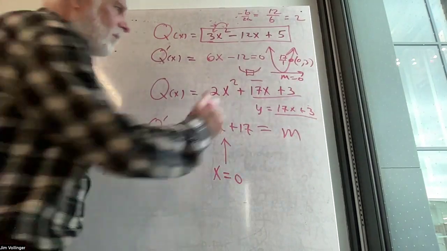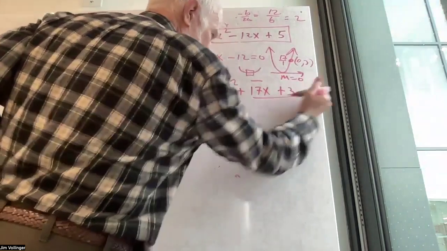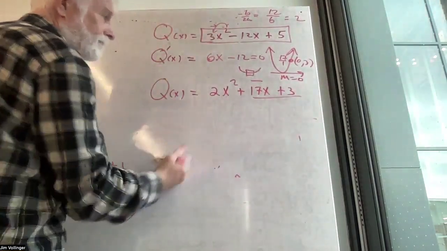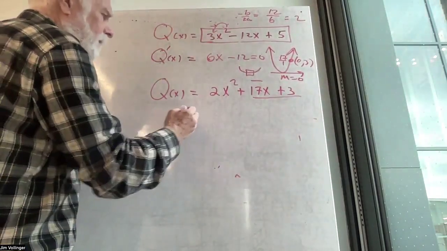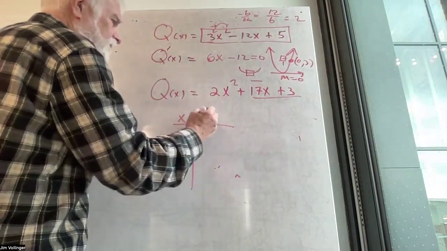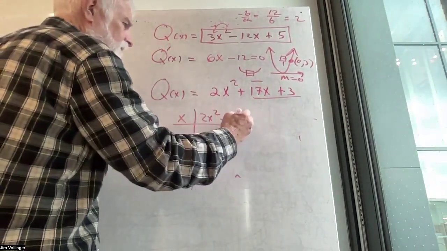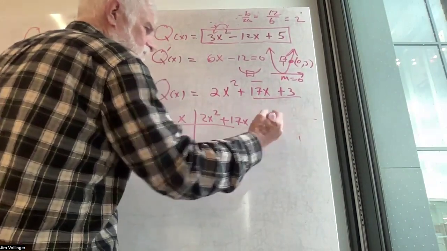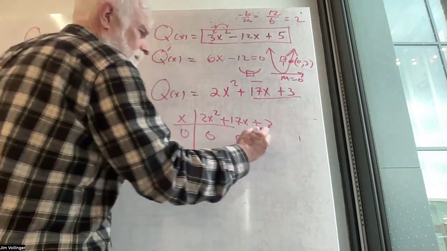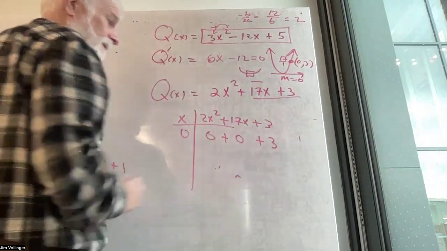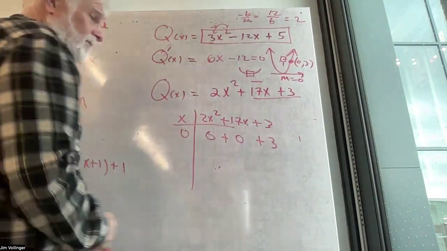Let's put some zeros in here. See if that's really true. Let's go back to Algebra 1. Let's do 2x squared plus 17x plus 3. Let's throw a 0 in. I think that's what I get. I think I get 3.